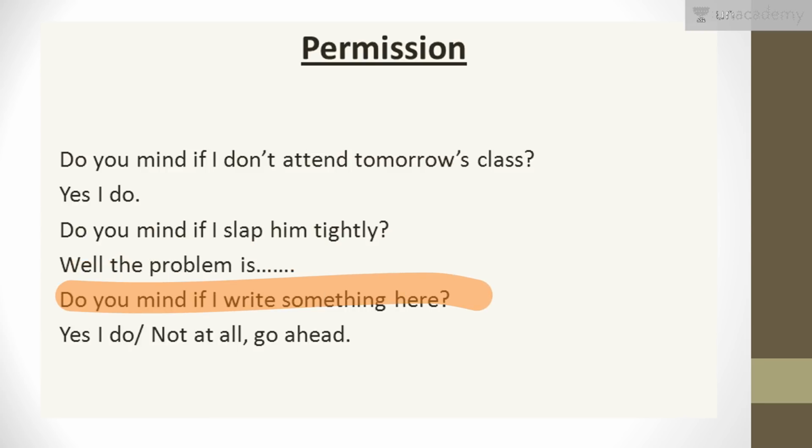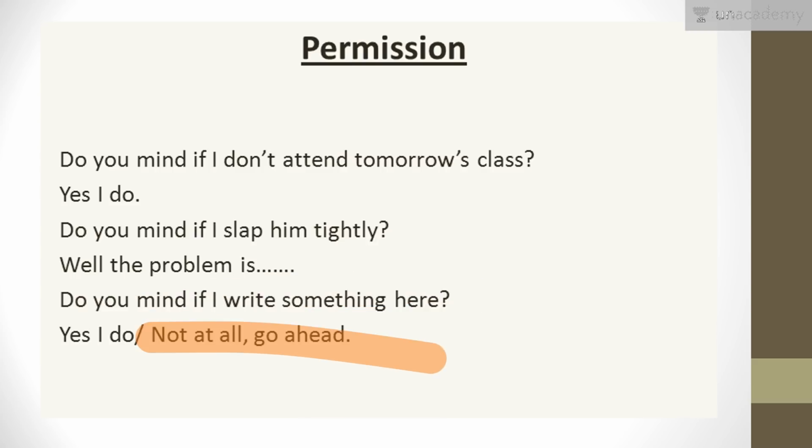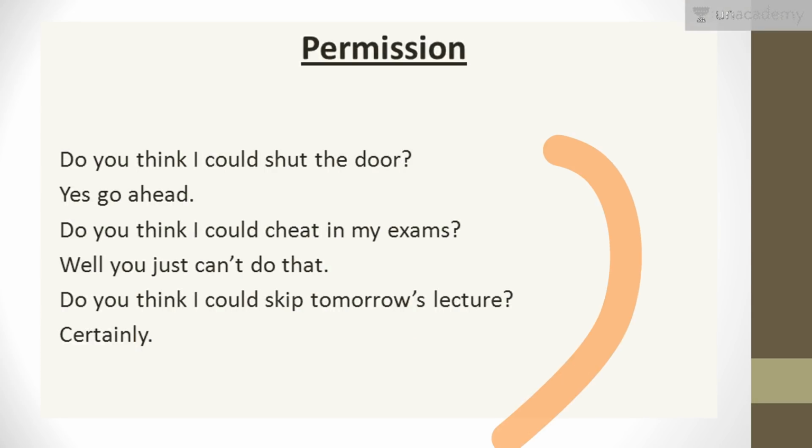Do you mind if I write something here? क्या आप बुरा मानेंगे अगर मैं यहाँ पे कुछ लिख दूंगा? Yes, I do. You can say हाँ जी मैं बिल्कुल बुरा मानूंगा. Yes, I do. Or you can say not at all. Go ahead. बिल्कुल भी नहीं, आप लिखिए जो आपको लिखना है. Go ahead.